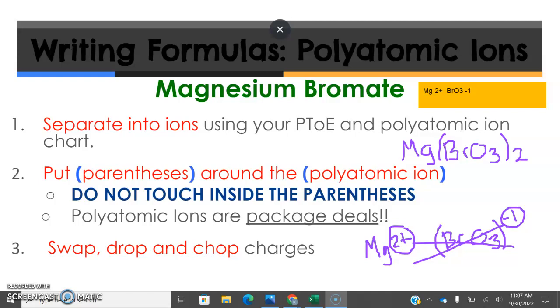We'll do more of these examples, and we'll get a feel for these ions in your practice today. But this is the end of your notes, and then you can move on to doing your practice problems. And of course, as always, if you need help, definitely let me know.